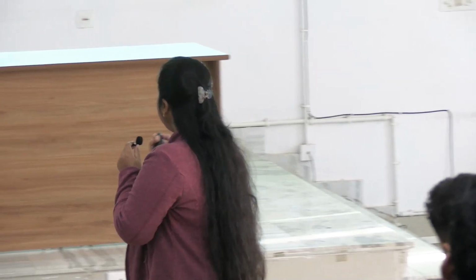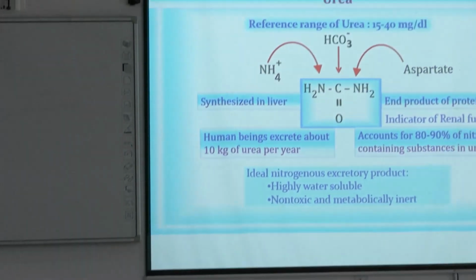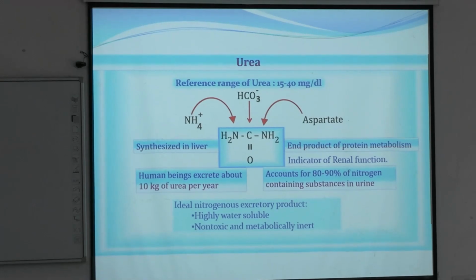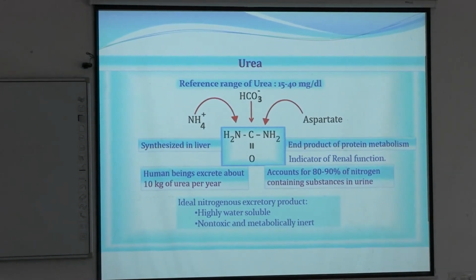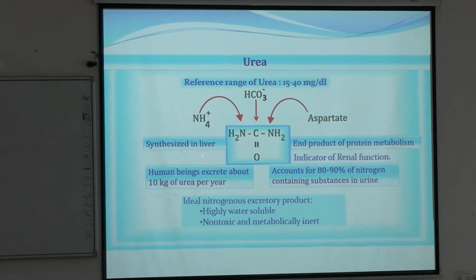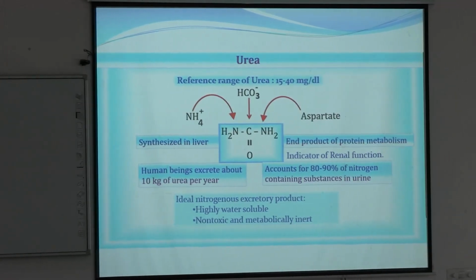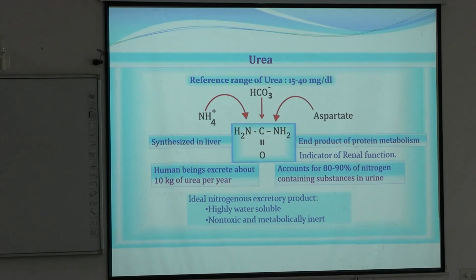Next, this is just for a rough estimate of how much urea we excrete from our body. And here another question may be asked: why is urea the ideal nitrogenous excretory product? First of all, urea is highly water soluble and it can be diffused through the tissues, and secondly it is a non-toxic and metabolically inert compound. Ammonia was toxic. Do you remember from your last class why ammonia was toxic?